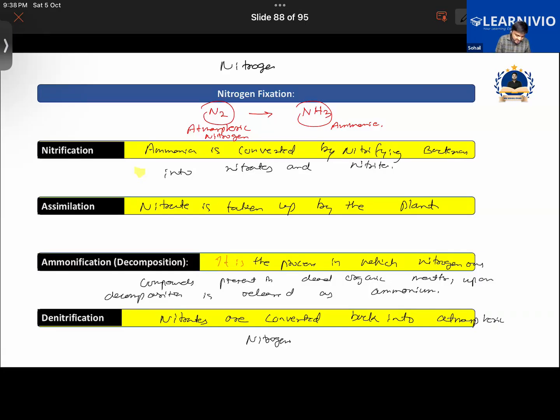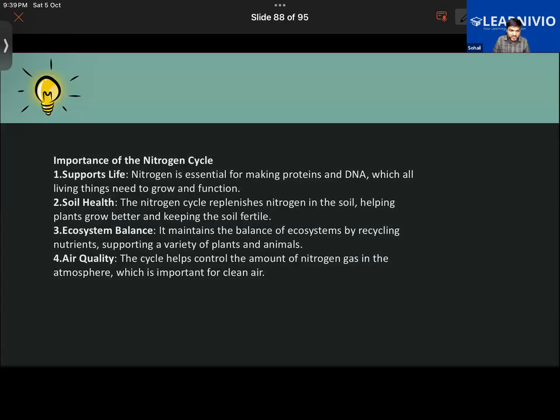The steps of the nitrogen cycle, we have learned this. Nitrogen fixation, nitrification, assimilation, ammonification, and then finally denitrification. So in these different steps, the process completes. Further, we have the question: how is it important? Read this paragraph.